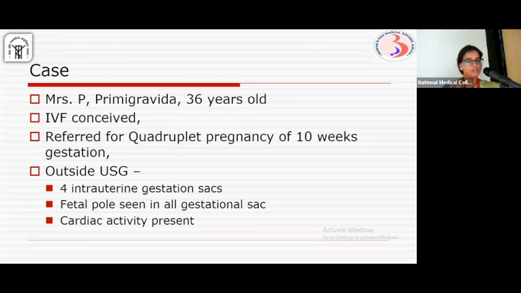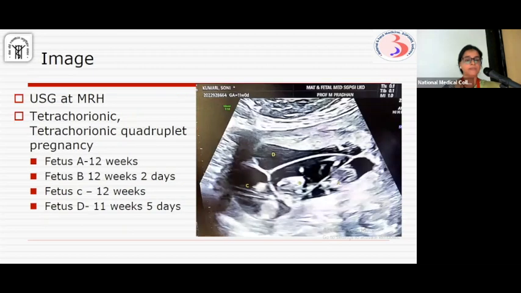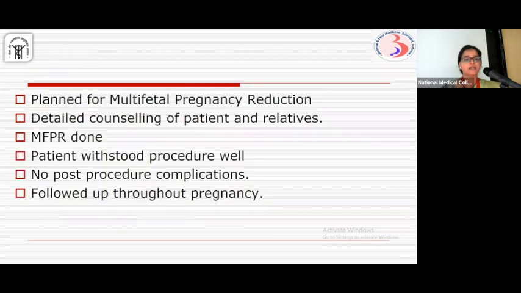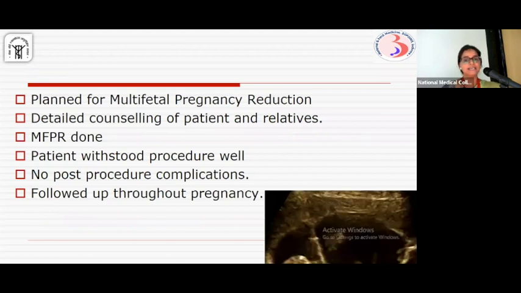Four intrauterine gestational sacs were seen and cardiac activity was present in all of them. Ultrasound done at our department was suggestive of tetrachorionic tetra-amniotic pregnancy. The patient was planned for multifetal pregnancy reduction. Detailed counseling with the patient and relatives was done and multifetal pregnancy reduction done. Patient withstood the procedure well. There were no post-procedure complications, and she was followed up throughout the pregnancy.